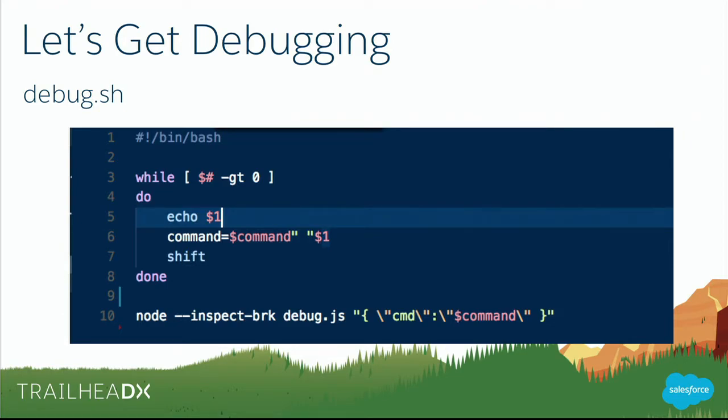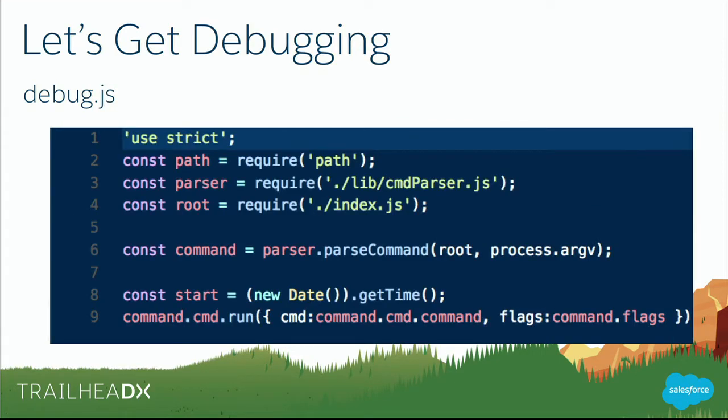So first off, we've got our debug.sh. This is an executable script file that basically collects all the stuff that we enter on the screen, word by word, and then sticks it into a command separated by spaces, and then basically just passes that to that debug.js file down on the bottom.